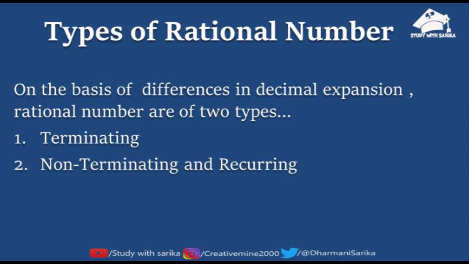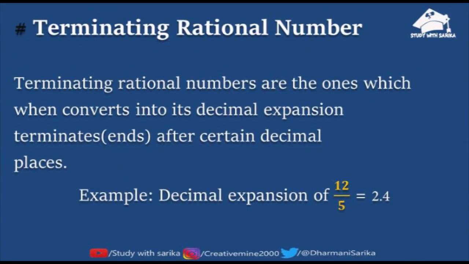So let's start with our first type, terminating rational numbers. We'll understand what terminating rational numbers are. Let's see what the definition says. Terminating rational numbers are the ones which, when converted into decimal expansion, terminate, meaning end, after a certain number of decimal places. Here terminating means to stop somewhere, to end somewhere. In the context of rational numbers, when we convert the fractional value into its decimal expansion and the decimal expansion stops somewhere after the decimal point, right?